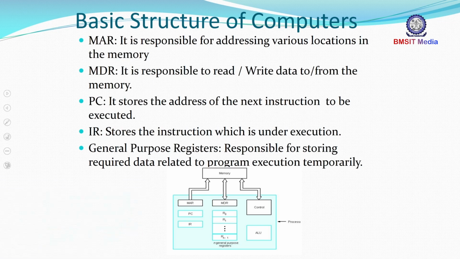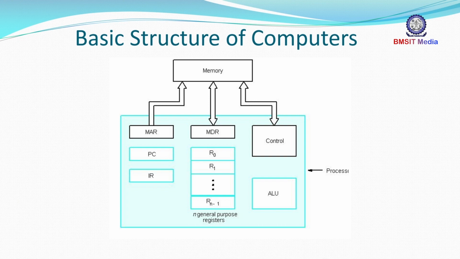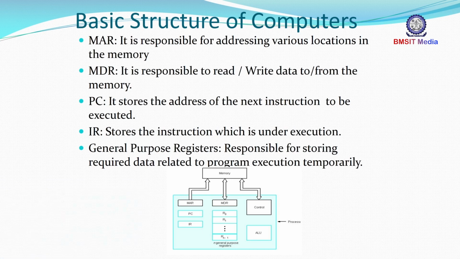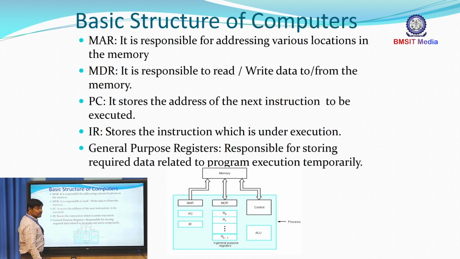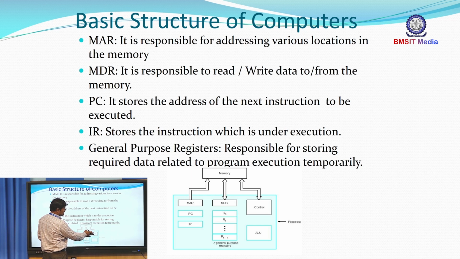Here we can see that MAR, MDR, the control unit, and all these registers are connected with memory. The control unit is bidirectional, MDR is bidirectional, and MAR is only one direction. What are MAR, MDR, the control unit, PC, IR, the general purpose registers and ALU? MAR is the memory address register. It is responsible for addressing various locations in the memory. The second one is MDR, the memory data register. It is responsible for reading and writing data to and from the memory. The third one is the control unit, which controls all the activities happening between the registers.